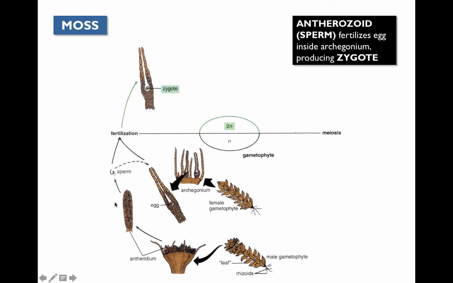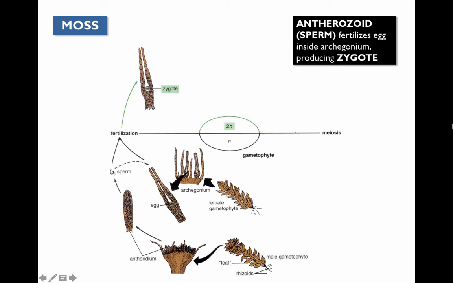Now the sperm are released from the antheridia. The sperm are flagellate, they have flagellae which enable the sperm to swim, and they swim through rainwater to the apex of the archegonium and then swim down the archegonium to fertilize the egg. That forms the zygote. And the zygote is shown here in green, and it's put above this horizontal line because, of course, that is now a diploid cell.